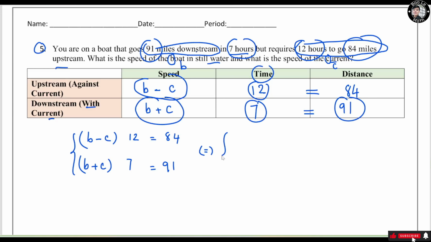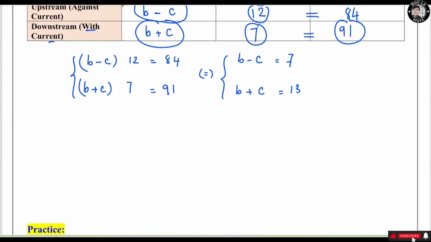Now, to solve the system of two equations, we divide the first equation on both sides by 12. So we have B minus C equals 7. Divide both sides of the second equation by 7. So we have B plus C equals 13. Now we're going to use the elimination method. We just add them up. B plus B is going to be 2B. Negative C plus C is going to be 0, equals 7 plus 13, which is 20. Divide both sides by 2, so you have B equals 10.